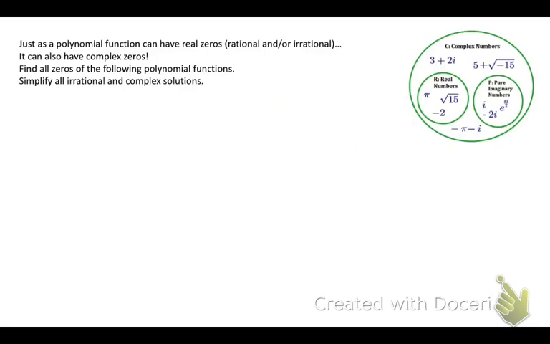So here, we want to find all zeros of the following polynomial function, simplify all irrational and complex solutions. So x to the fourth minus 4x squared minus 12. And we're using the same stuff we did last time, the rational zeros theorem. But this one we can factor. Remember, if it was x squared minus 4x minus 12, we could factor that easy. It'd be x minus 6, x plus 2. So we can do the same thing here, and it'll be x squared minus 6 and x squared plus 2.